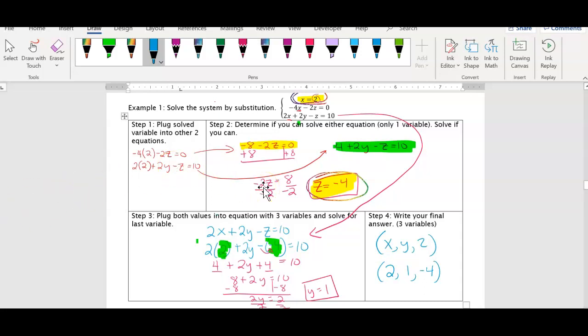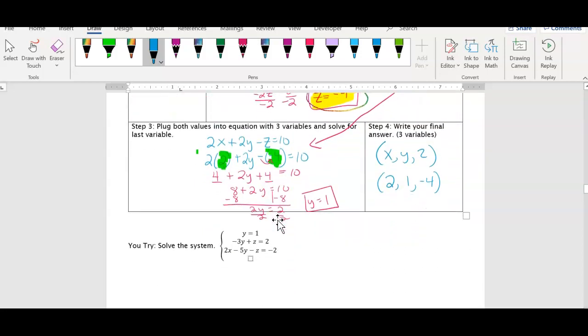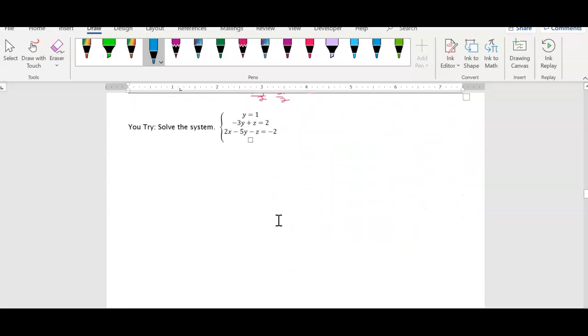We're going to do one more, just so you kind of get the hang of all the steps. All right, so first thing I see, top equation says y equals 1. That's my first answer. So I'm going to take y and plug it into both y values of the two other equations. So -3, instead of y, I'm putting in a 1, plus z equals 2. So I just copied that middle equation with a y in replacement.